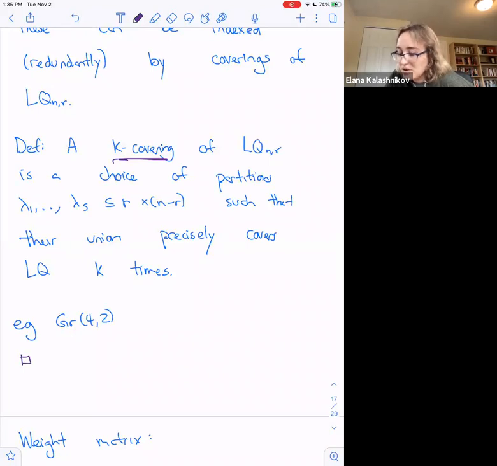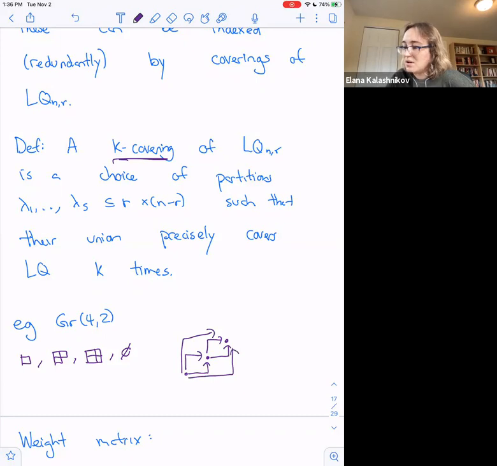If we take Gr(2,4) and we look at this set of partitions here, so box, 2 1, 2 2, and the empty set, then how does this cover the ladder diagram? Let me draw the ladder quiver for you. So it looks like this in this case. And you can see that if we write down the paths of each of these on this picture, we're going to cover it exactly once.